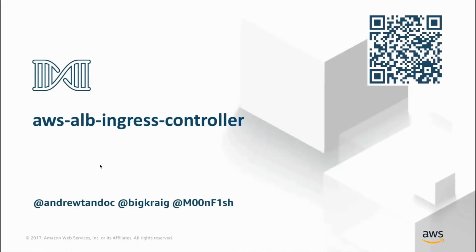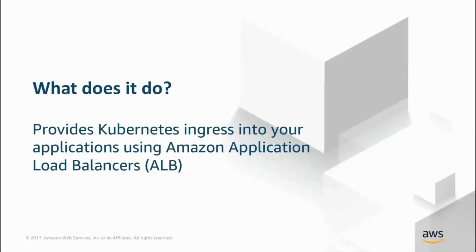The last project that we're going to talk about is the AWS ALB-ingress-controller. And this is maintained by Yang on the EKS team, Craig and Andrew. You can scan the QR code in the corner for more details on this. But what does ALB-ingress-controller actually do? It provides Kubernetes ingress into your application using Amazon Application Load Balancers, or ALBs.